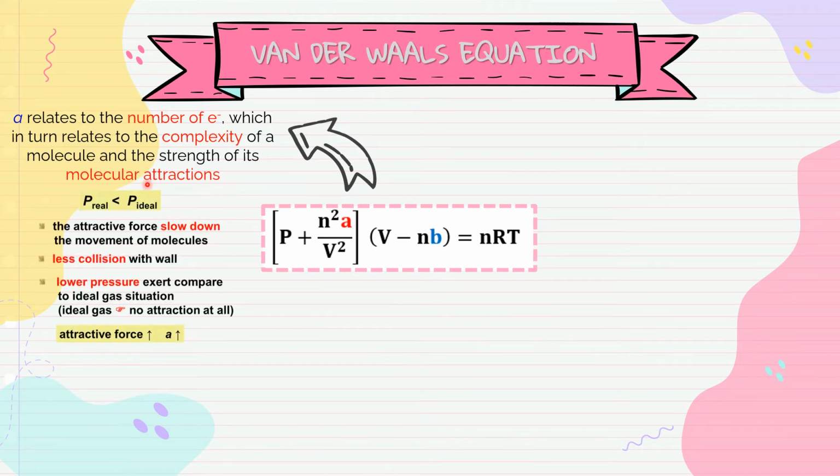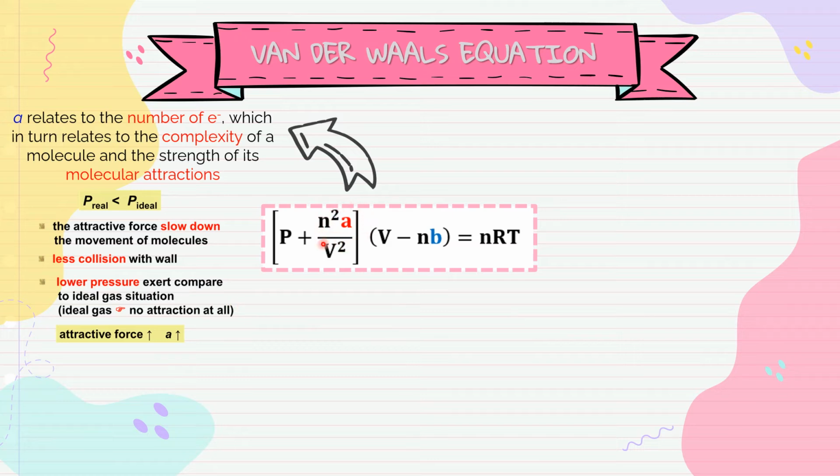Okay, so inilah tadi apa yang berlaku. So P real gas is less than P ideal gas. The attractive force slows down the movement of the molecules, so less collision with walls, lower pressure compared to the ideal gas situation. So, sebab apa? Untuk ideal gas, dia tak ada attraction langsung. Okay, jadi, parameter yang kita gunakan A dekat sini.